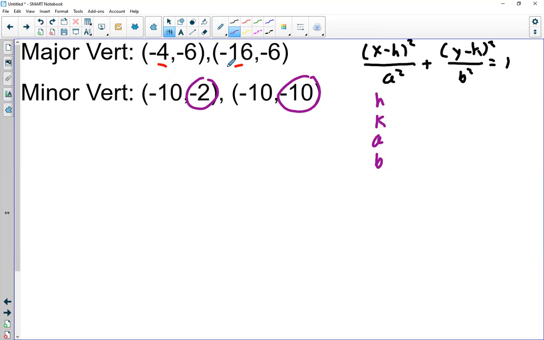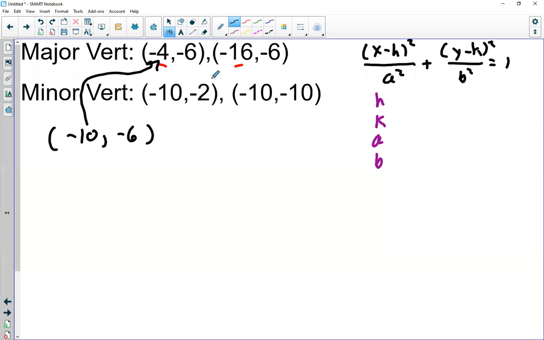Now we need to know the A. So I need a distance from -10 to -4. You could also do to -16, which is 6. So we're going to say plus or minus 6 here. And then for B, we need a distance from -6 to -2 or -10. So plus or minus 4. A should be bigger than B in this case for an ellipse. If it's not, then you know your A and B is messed up or something. This is -10. This is -6.